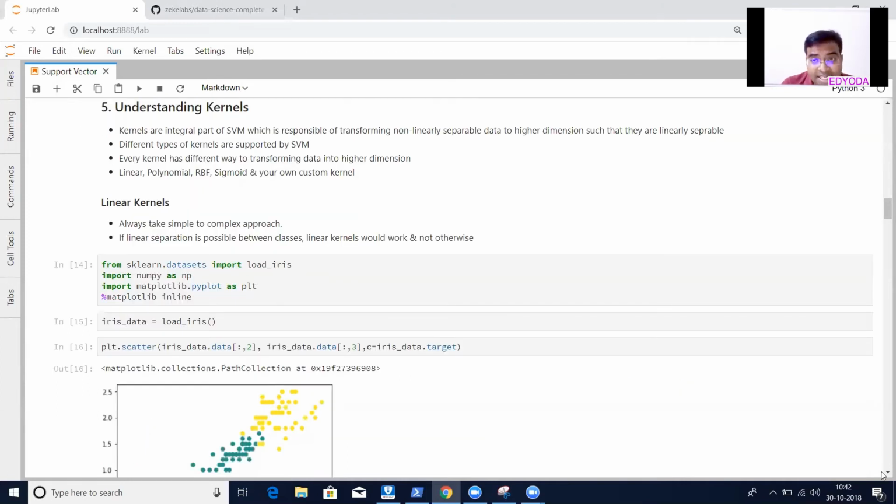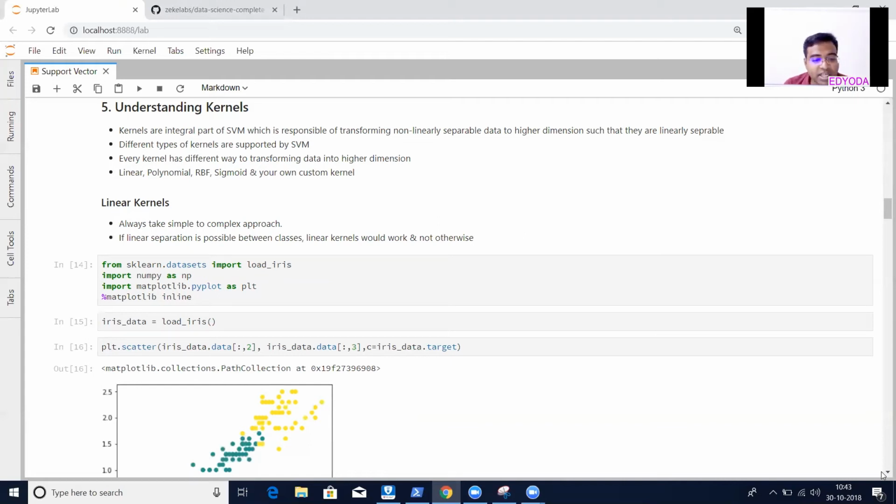Let's understand kernels now. Kernels are an integral part of SVM. As we discussed earlier, they are responsible for transforming your non-linearly separable data into something where a line or a plane can separate the data. There are different types of transformers or kernels available in SVM, and their purpose is to convert your data to a format such that there is a possible separator between them. Let's see the various types of kernels. First is linear, then we'll discuss polynomial, then RBF.